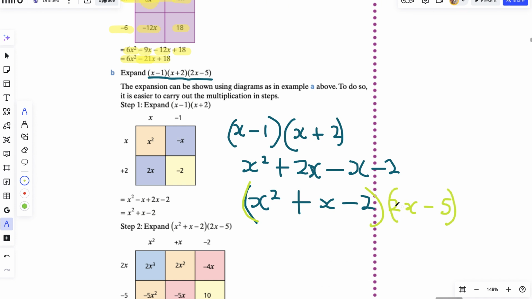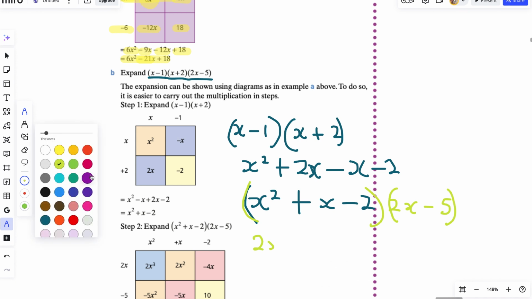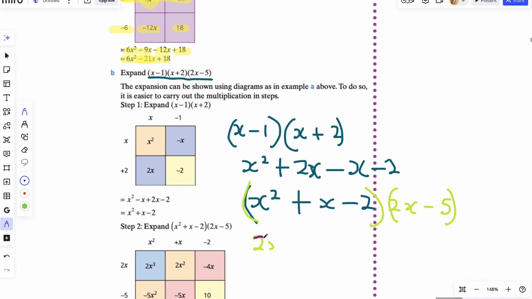You take this first one, multiply everything here, and you take this minus 5, multiply everything here. Is that okay? So 2x times 2x squared, we're going to get 2x to the power of 3, right? Let's take a color that is more conspicuous. Now, if we multiply that, we're going to get 2x to the power of 3. Why power 3? Because x to the power of 2 times x will give you x to the power of 3. Now we are done with that.